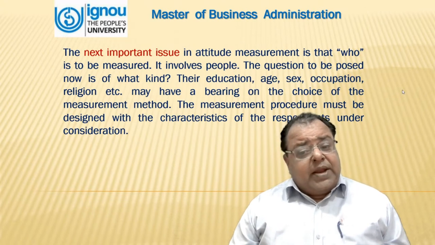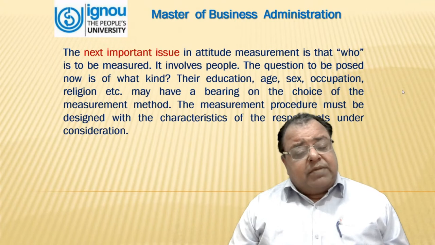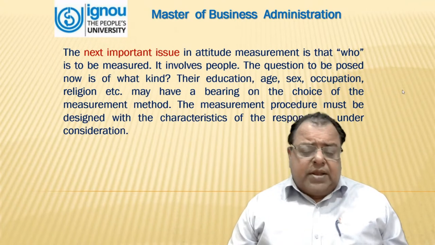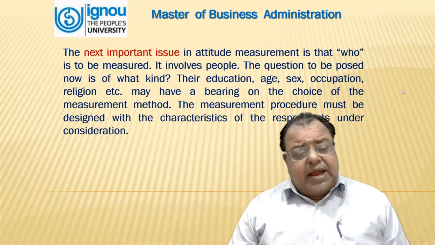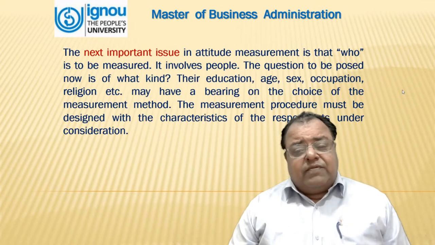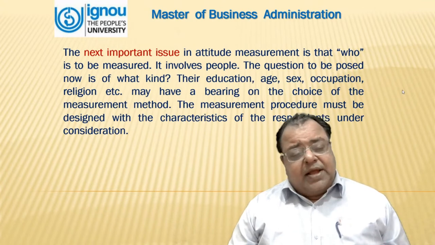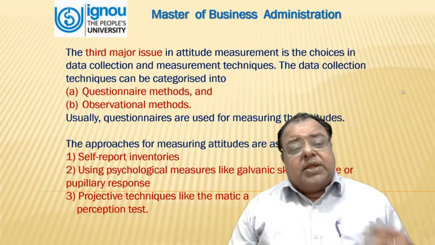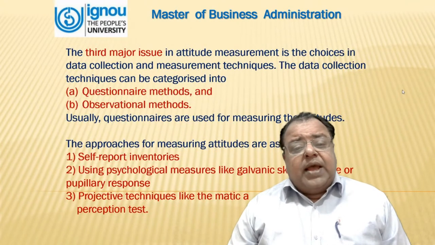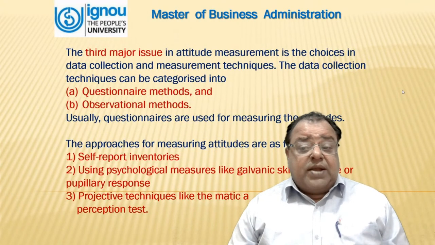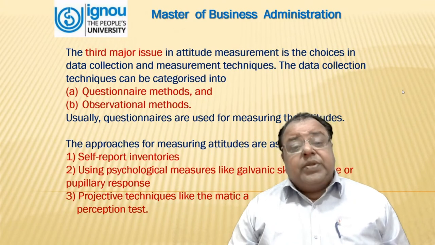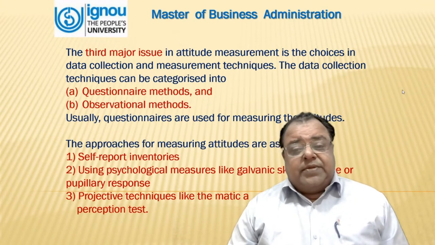may have a bearing on the choice of the measurement method. The measurement procedure must be designed with the characteristics of the respondents under consideration. The third major issue in attitude measurement is the choices in data collection and measurement techniques.